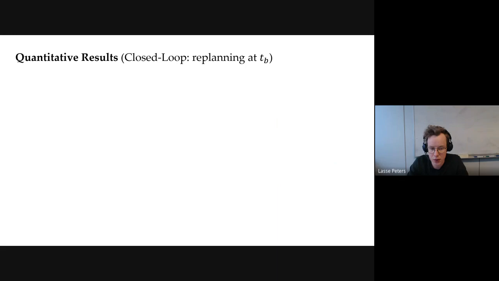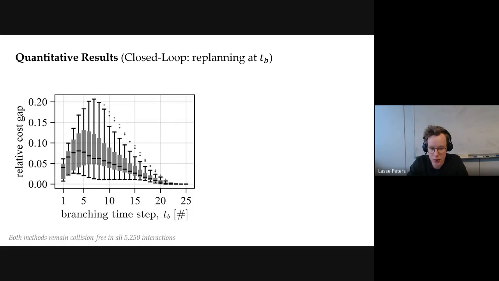And so the question then is, how much can the baseline also improve by replanning? Therefore, we redid this evaluation in a setting where we allow both methods to replan at the branching time. And so in the second evaluation, we see a slightly different picture. Now, as before, for late branching, we still have no gap, which is clear because the two methods are equivalent. We just get information so late that all the interesting part of the interaction has already played out.